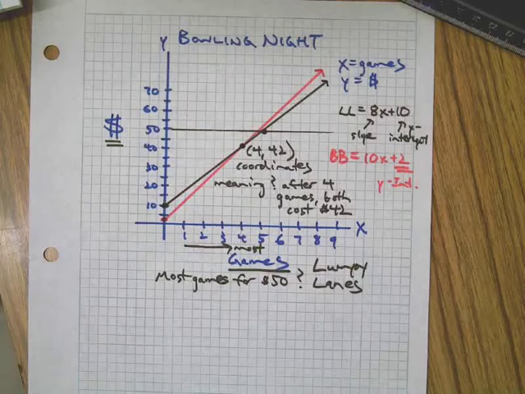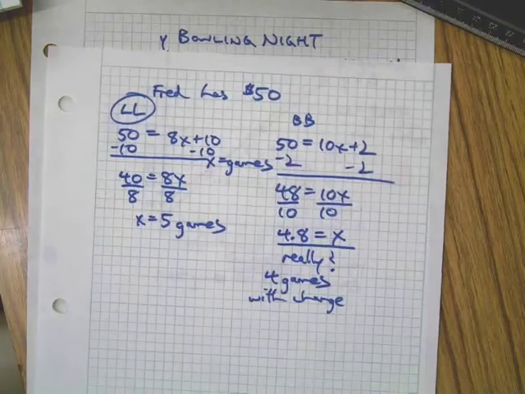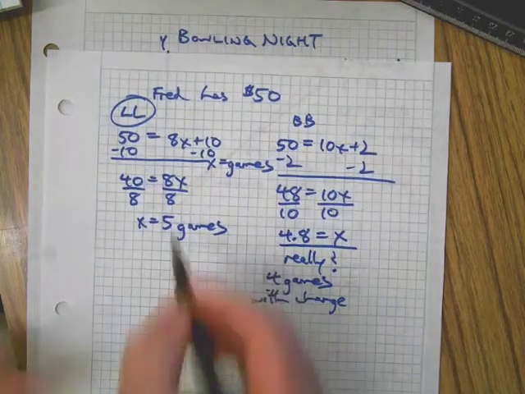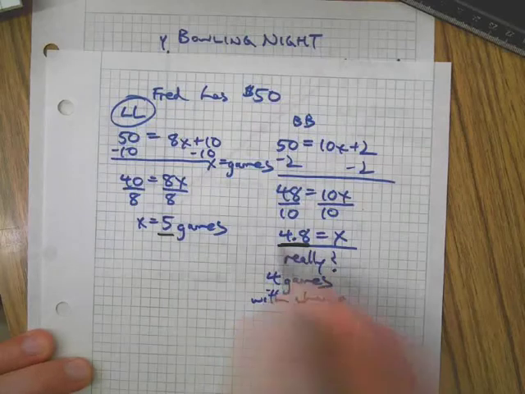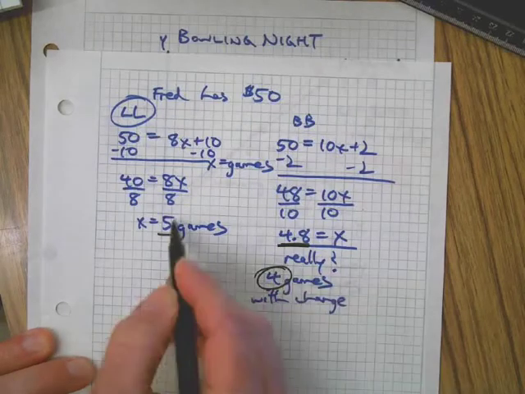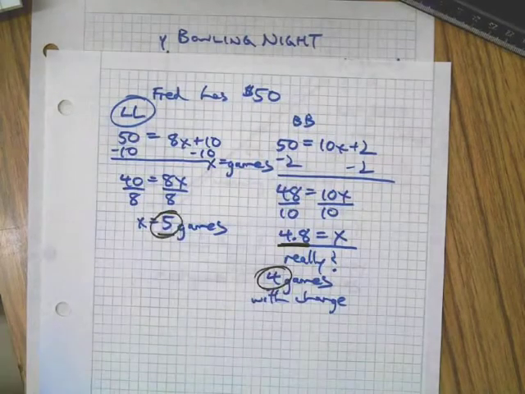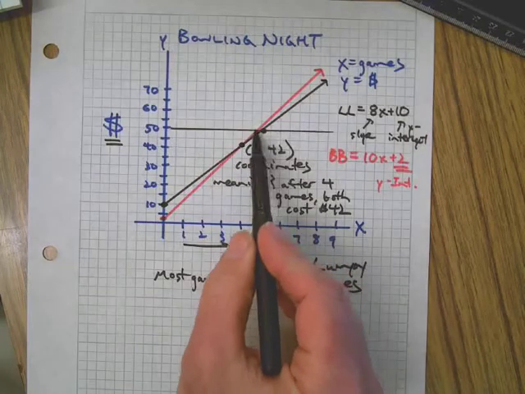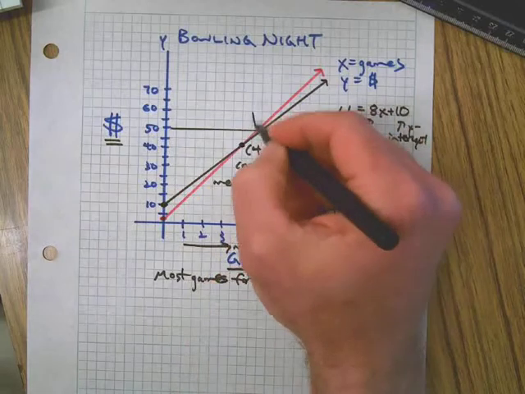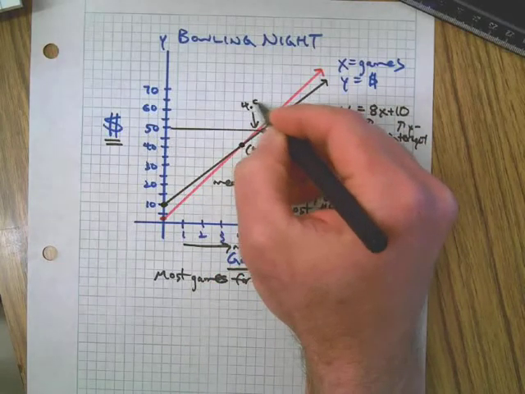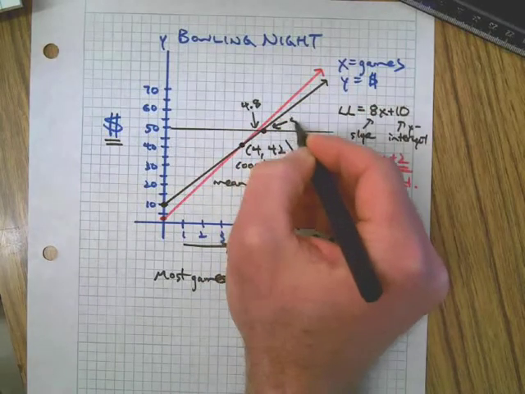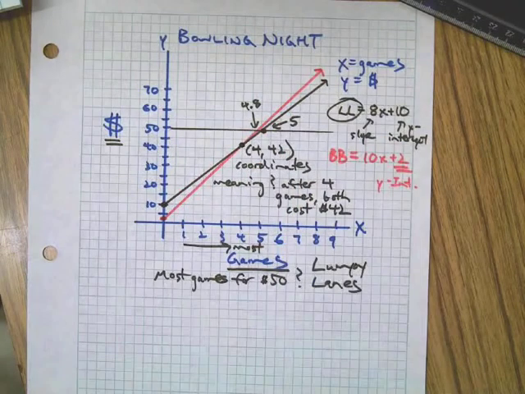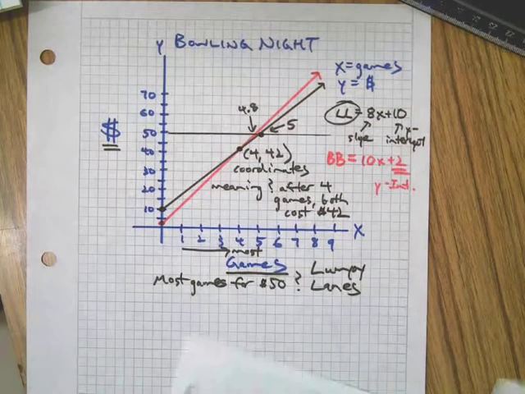Okay, which, if we look back to our algebra, backs it up, right? It's pretty close, but the reality of the situation is 5 to 4. And if we look at our graph, we can see it's very close. This represents the 4.8 that we had, and this represents the 5. So it's lumpy lanes. And that's it.